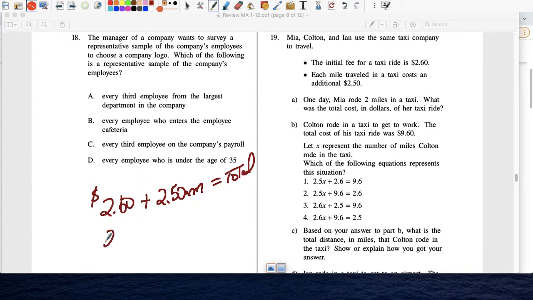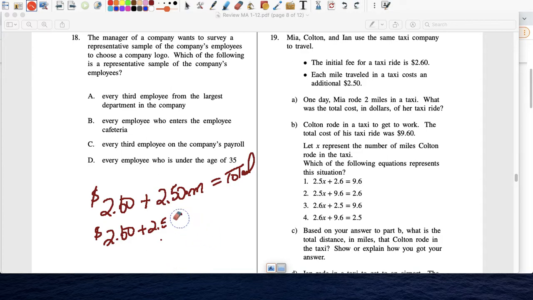Well, $2.60, the initial fee, plus $2.50 times 2. So it's $2.60 plus $5. She ends up paying a total of $7.60. That would be A. B. Colton rode in a taxi to get to work. The cost of his taxi was $9.60. Let x represent the number of miles Colton rode in the taxi. Which of the following equations represents this situation?